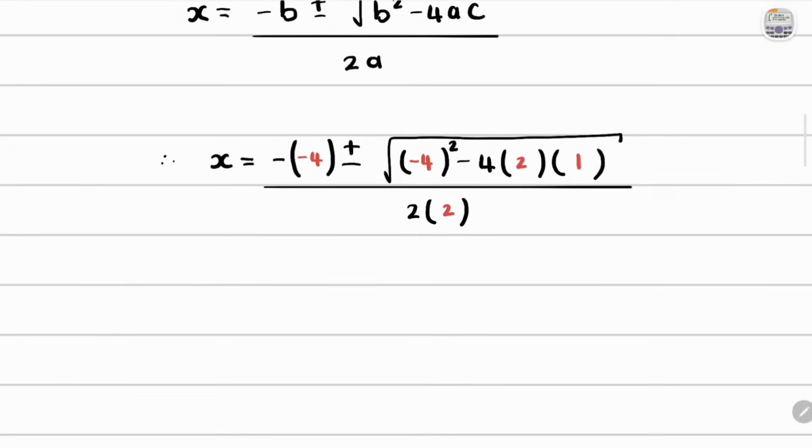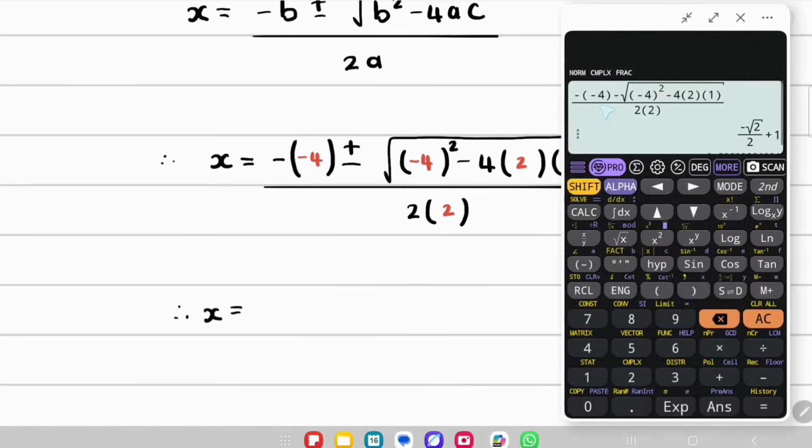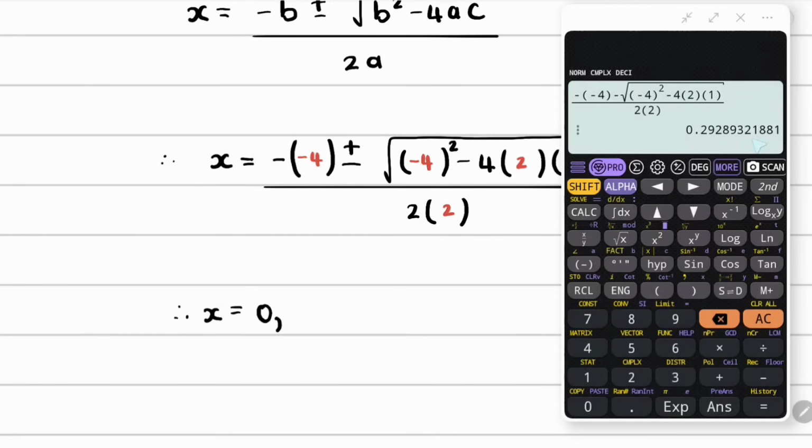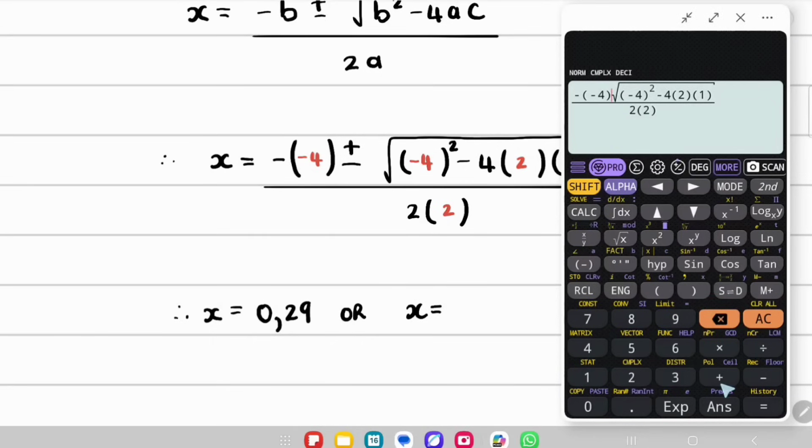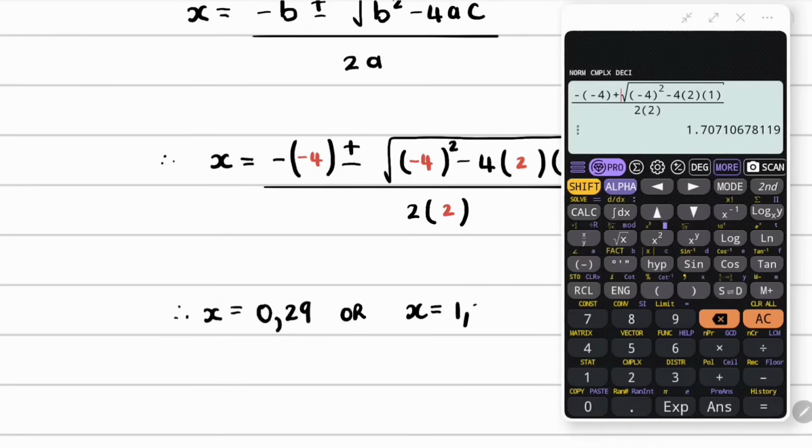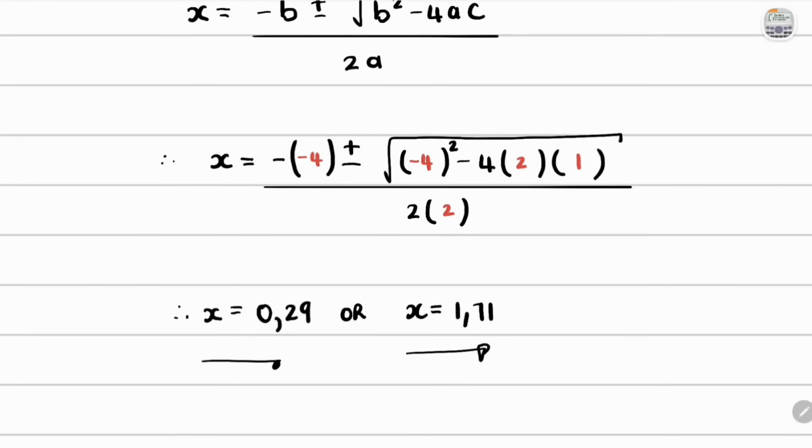Now that we have substituted, we can find the values of x. Starting with the negative, we have this, which needs to be in decimals. That is going to be 0.29, rounding off to 2 decimal places; after the second decimal place we have a 2, so this rounds down. You can then change that negative to a positive, and now we have 1.7, and that is going to round up, adding a 1 to the 0. And those are our solutions.